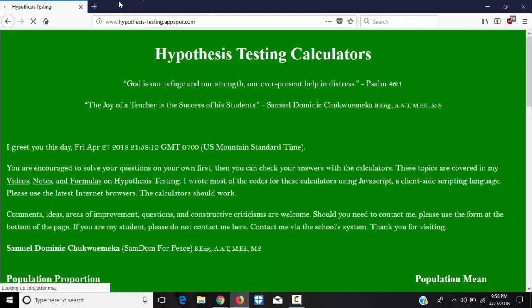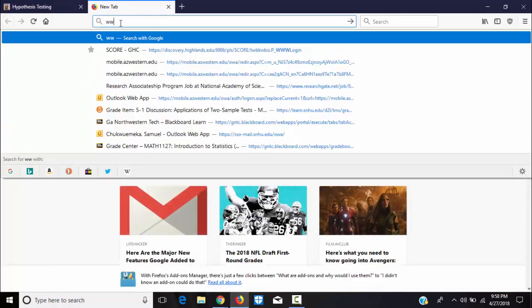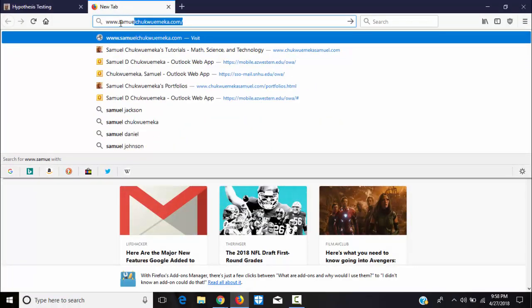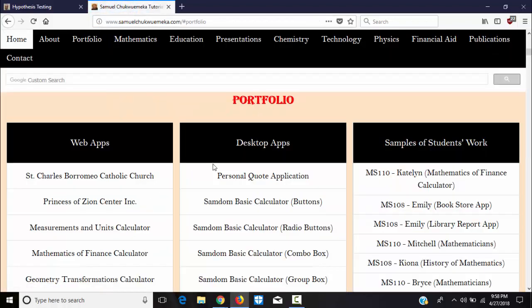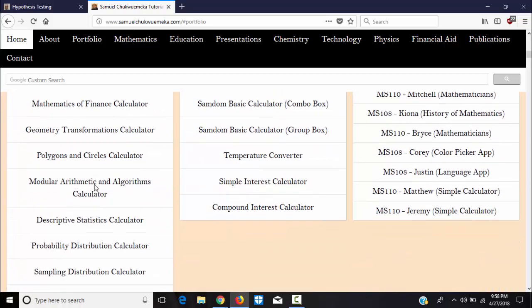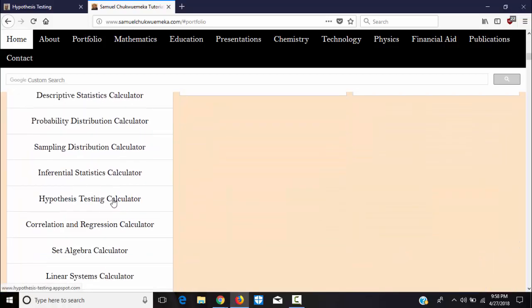Or you can also get it from my portfolio. You know how to get to my portfolio. You can go to my website, samuelchukwuemeka.com, go to portfolio and look for web apps, and you will see the hypothesis testing calculator. You can also get it from here.